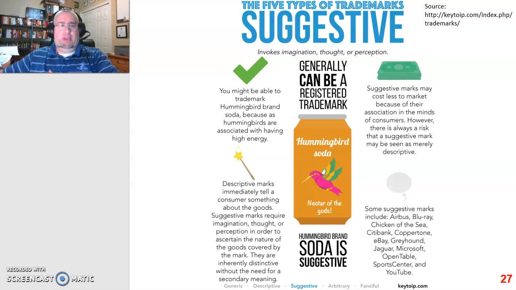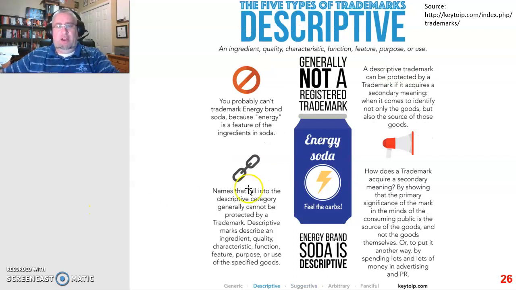So we stumbled here upon the first of the five types of trademarks that generally can be registered with USPTO. Those are suggestive trademarks, and I talked about this one already. If you've got a word, we'll just go back one slide here, that you want to somehow associate with your brand, like energy soda, for example, you can't use the word energy because it's just too direct, right? Too descriptive of precisely what it is that your product does. In this case, it's a soda that's full of sugar and caffeine, presumably.